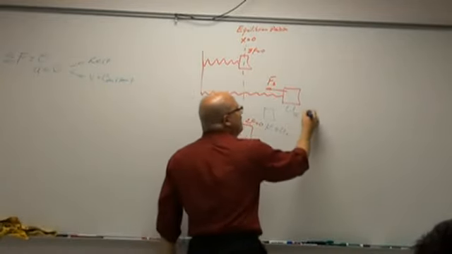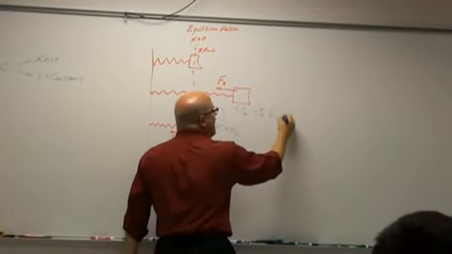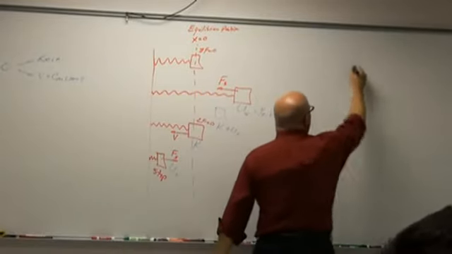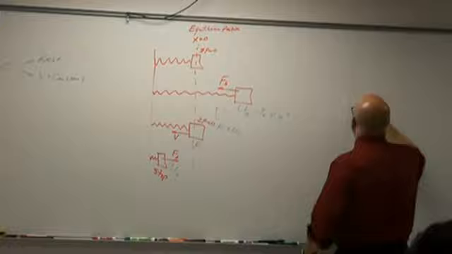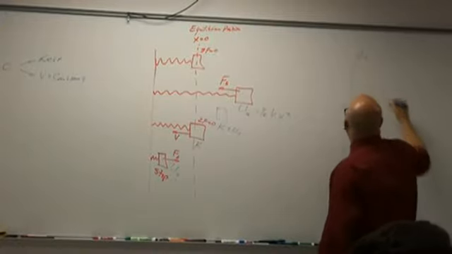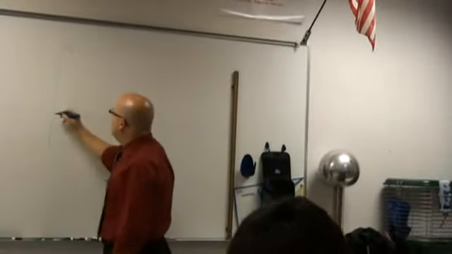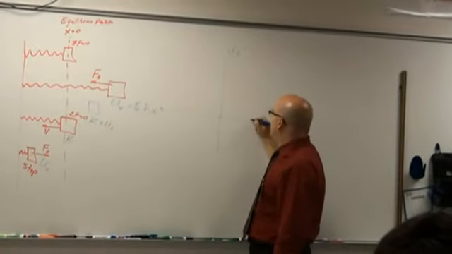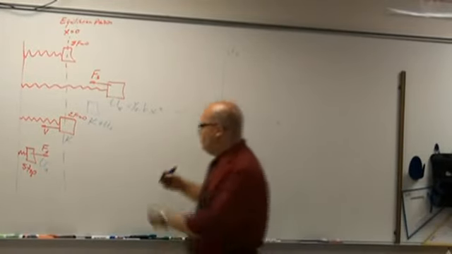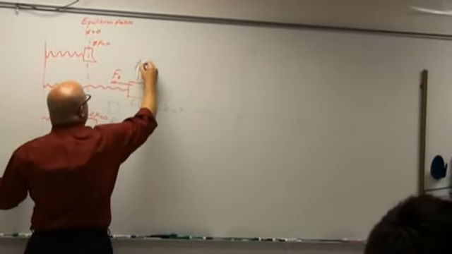Now spring potential is 1/2 kx squared. If you were to graph that, it would look like this. Here's your potential energy. Here's your x. Here's the equilibrium position. And out here, these are the amplitude.